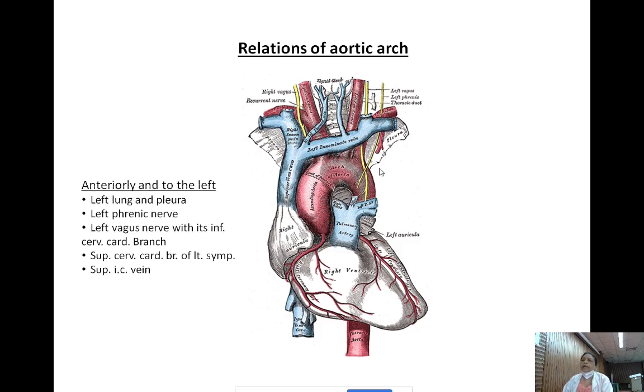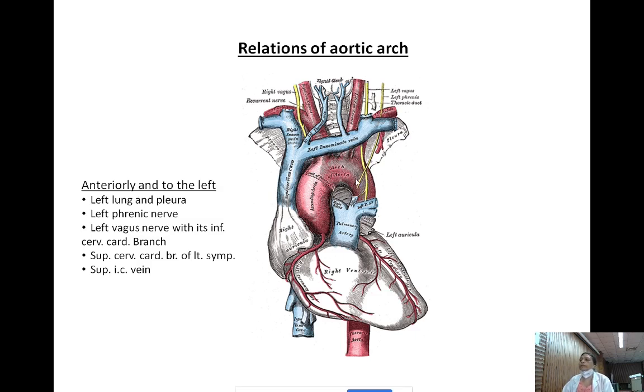So, here anteriorly and to the left you will get the lung and pleura, because the aortic arch, you know, forms an impression. It is very close to the left lung. So, left lung and pleura, it forms an impression over the hilum of the left lung. So, anteriorly and to the left, it is related to the left lung and pleura.